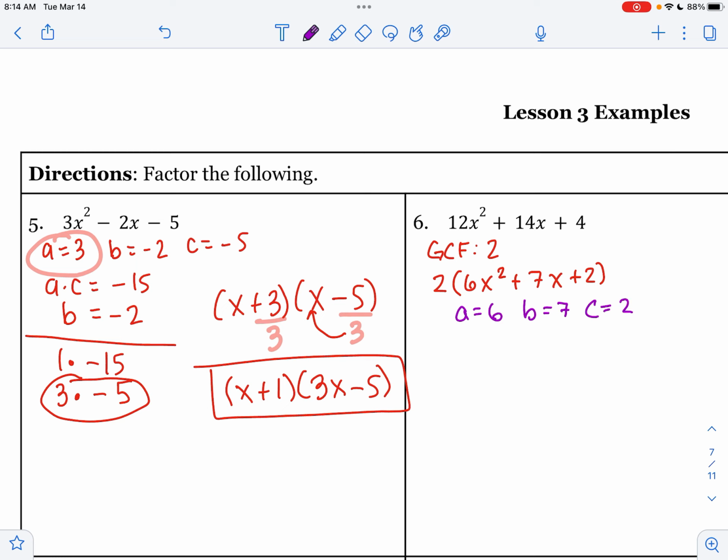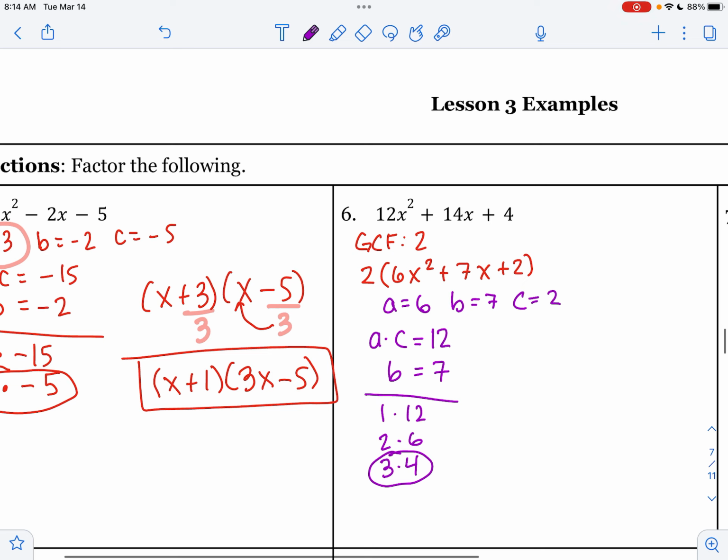And c is 2. So then you have a times c, which is 6 times 2, which is 12, and b is 7. So the factors of 12. Well, 12 divided by 1 is 12. 12 divided by 2 is 6. 12 divided by 3 is 4. And those are all your factors of 12. 1 times 12, 2 times 6, and 3 times 4. So out of these, which ones add up to b? Which ones add up to 7? Well, 3 and 4. 3 plus 4 is 7. So again, x plus 3, x plus 4.